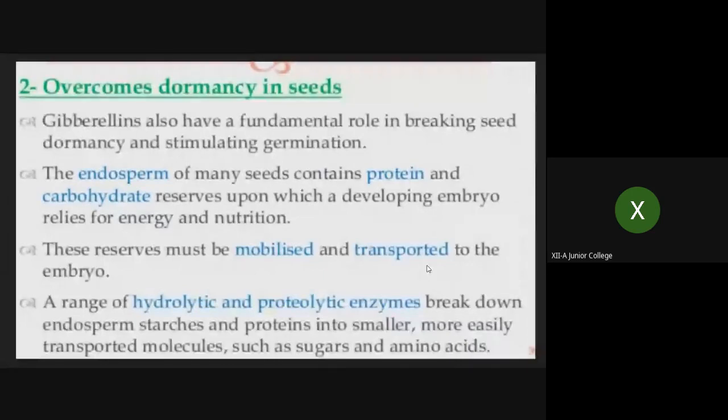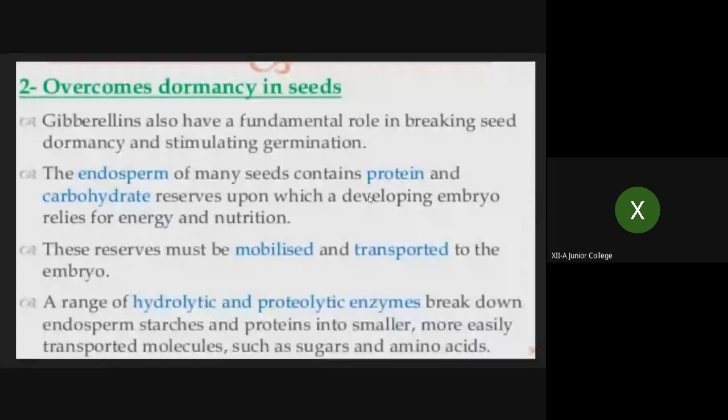So how does it work? The endosperm of many seeds contains protein and carbohydrate as reserve food material, upon which a developing embryo relies for energy and nutrition. When the seed starts germinating, that endosperm is utilized for that growing embryo, right? So the growing embryo is dependent on this endosperm. These reserves must be mobilized and transported to the embryo, and by the action of gibberellins, what happens then?